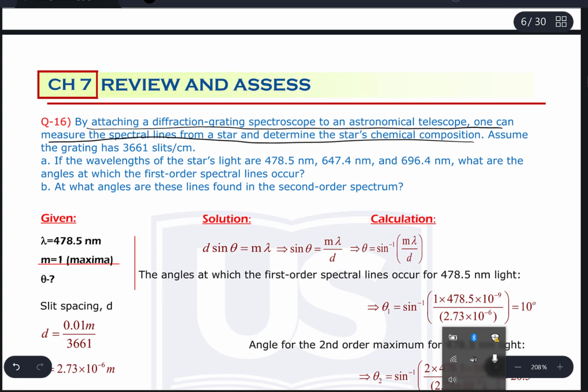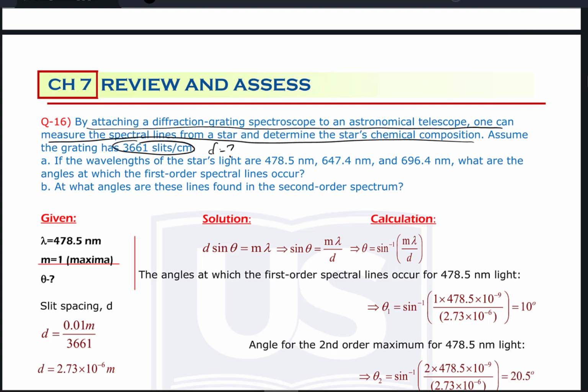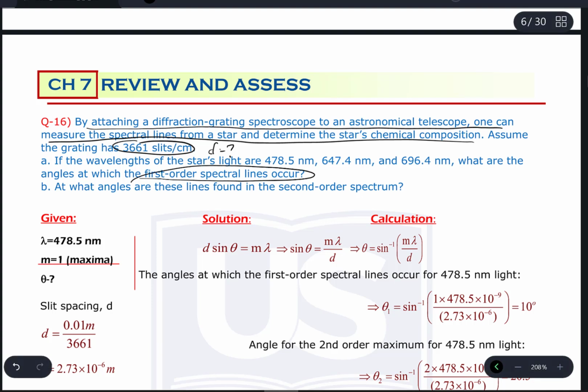Assume the grating has 3,661 slits per centimeter. This is the number of slits in 1 centimeter. We are going to use it for calculating the slit spacing, d. If the wavelengths of the star's light are 478.5 nanometers, 647.54 nanometers, and 696.4 nanometers, what are the angles at which the first order spectral line occurs? First order spectral line means m is equal to 1. For each wavelength, lambda 1, lambda 2, and lambda 3, we are going to calculate angles theta.